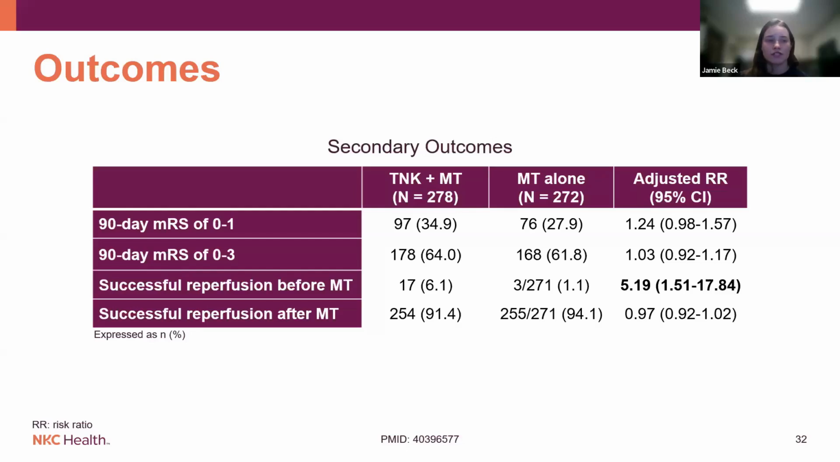Regarding their definition of successful reperfusion before thrombectomy, there was a statistically significant difference, which is to be expected because our bridging group did receive a reperfusion modality prior to thrombectomy. So that occurred in 6% in the bridging group compared to 1% in thrombectomy alone. And then for successful reperfusion after mechanical thrombectomy, again, not a statistically significant difference, but 91% in the bridging group compared to 94% in thrombectomy alone.